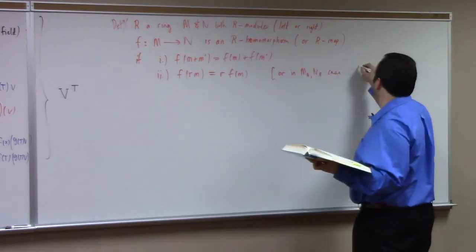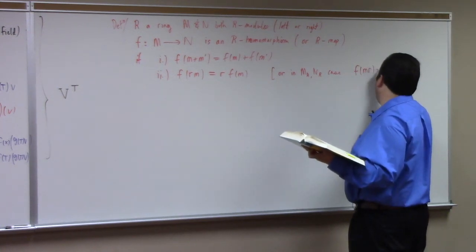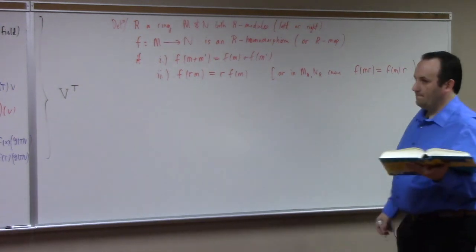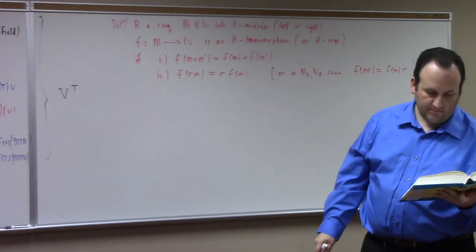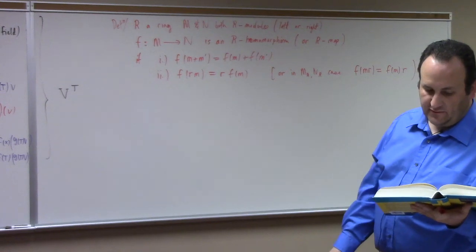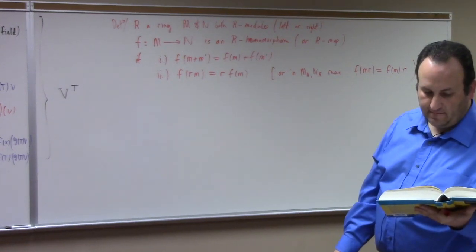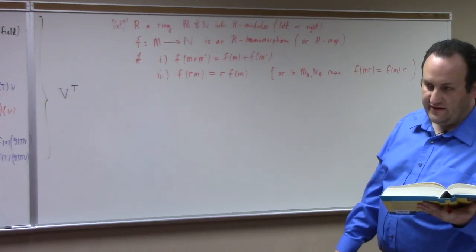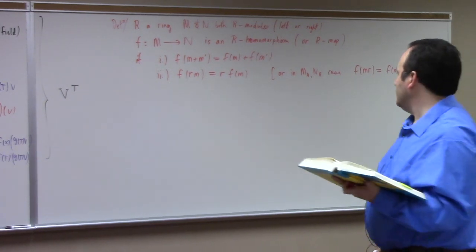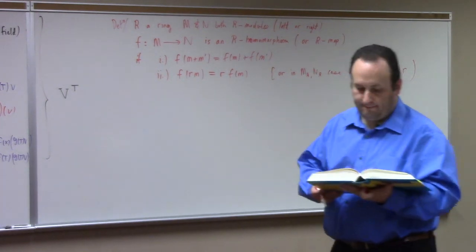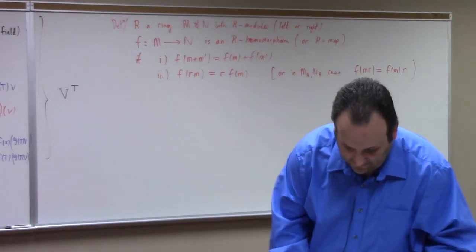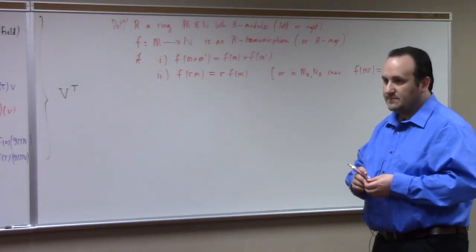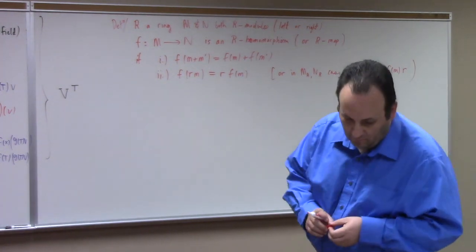What would the rule be? That we can pull R out like that, right? That would be the natural assumption there. And that has to hold for all m prime and all R. If an R homomorphism is a bijection, then it's an R isomorphism, right? And we say that the modules M and M prime are isomorphic in that case.